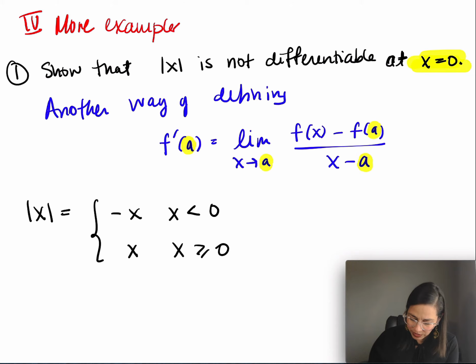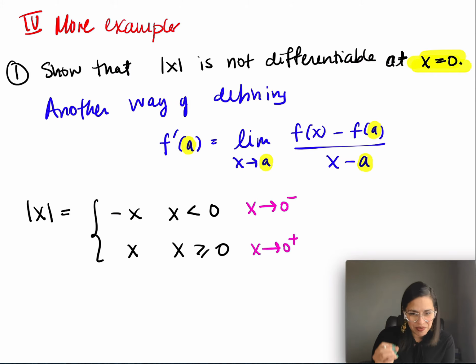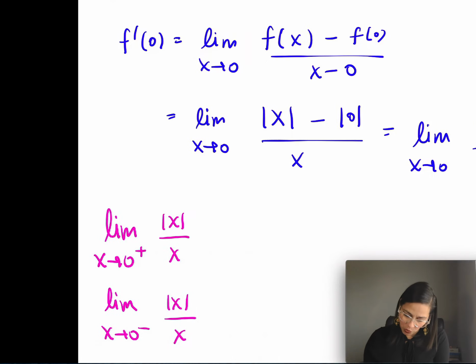If I'm using this definition for x less than 0, then this is what happens when I approach 0 from the left. And this is what happens when I approach 0 from the right. So I get to replace my absolute value with the definition, right? Since I'm taking the one-sided limit. So what do I get here?